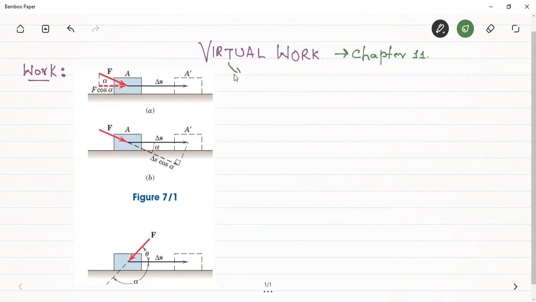We have an idea that virtual means something imaginary. And work, you know from the basic 11th class, what is work? Whenever a force acts on a body and it causes a displacement in the body, then we can say that some work has been done.